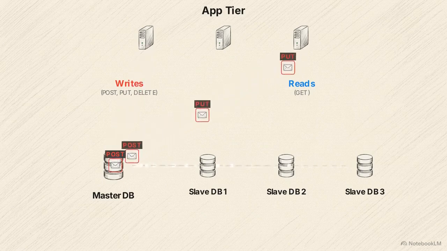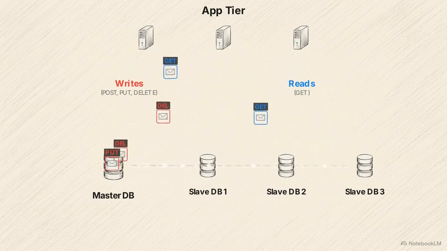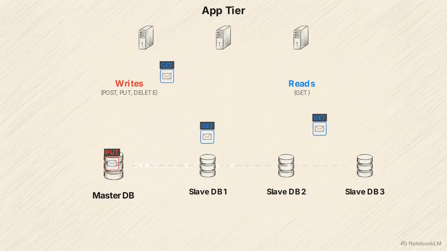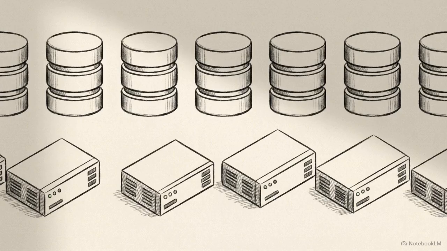All state-changing write operations, like post, put, and delete requests, must go exclusively to the master database. Conversely, all read operations, the get requests, are distributed evenly across the replicated slave databases. Database replication is the storage layer equivalent of horizontal scaling, successfully removing the system's primary data choke point.